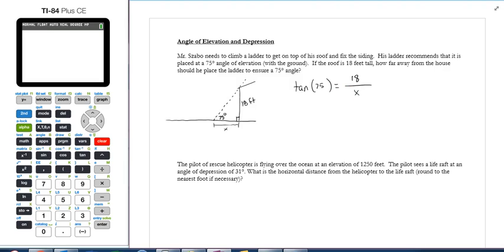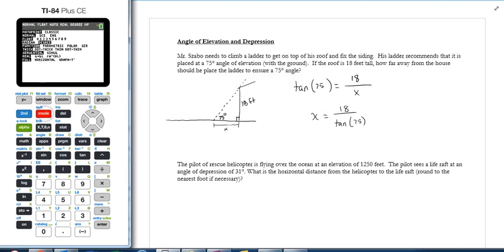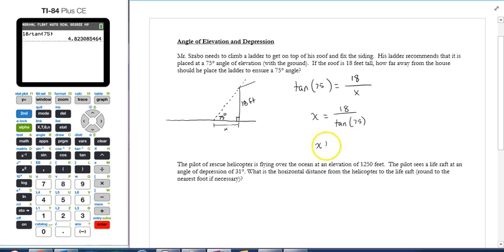Just like before, in our previous videos, I'm solving for the side of a triangle. X is in my denominator. I would multiply both sides by x, then divide by the tangent. I'm going to get x equals 18 divided by the tangent of 75 degrees. That's what I place in my calculator. I press mode to make sure, yep, it's in degree mode. I can now type in 18 divided by the tangent of 75, and I hit enter. I'm rounding this to the nearest tenth. That's approximately 4.8 feet.